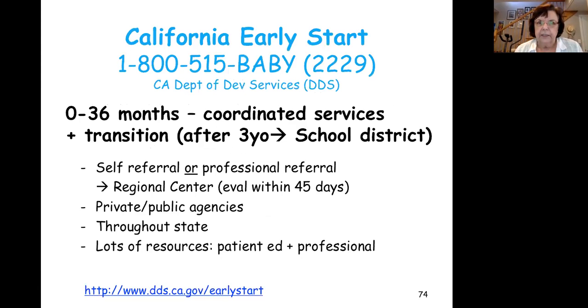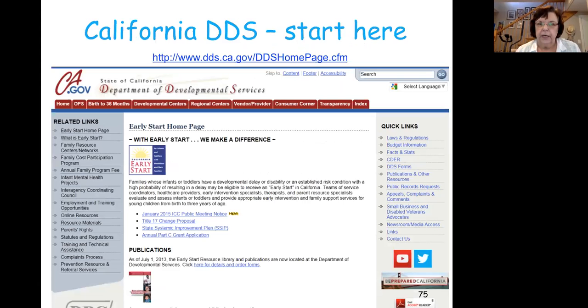So understanding where we have resources, we're fortunate in California, there's an Early Start program where there's an 800 number, anyone can call it, associated with the California Department of Developmental Services, that's DDS, and so it doesn't mean dentistry in this case. So 0 to 36 months, they coordinate all services. After 3 years of age, after that 36 months, then school districts are the ones responsible for early intervention with children. It can be self-referral or professional. The more information you have, the better.